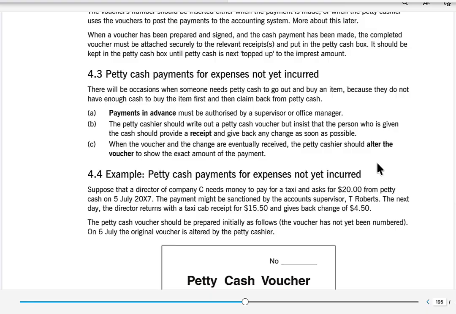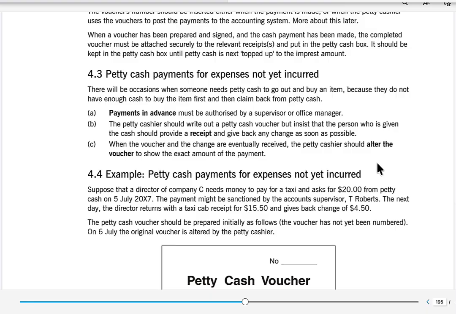The main lesson to remember: when petty cash is paid in advance, we must still keep proper control. So we must always remember 4 things. Authorization first. Voucher prepared before the cash is given. Receipt and change returned later. Voucher corrected to match the real expense.